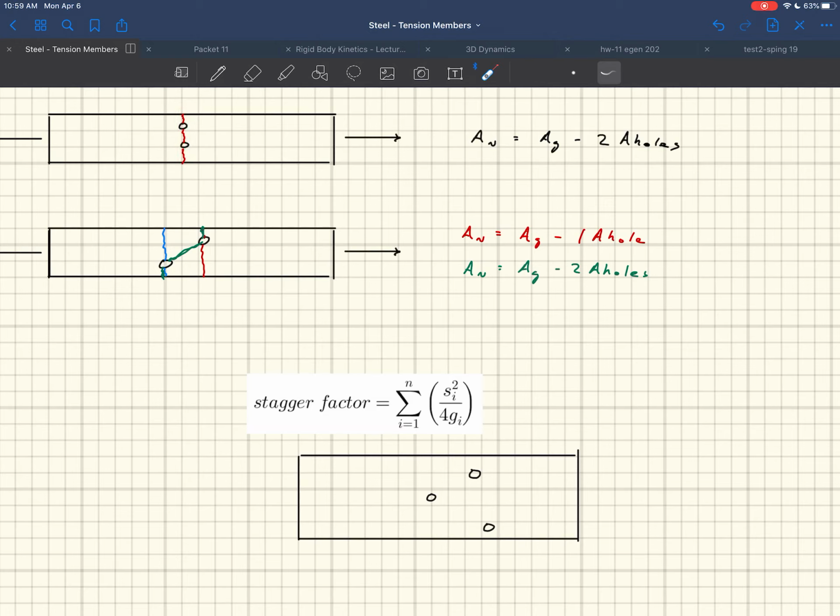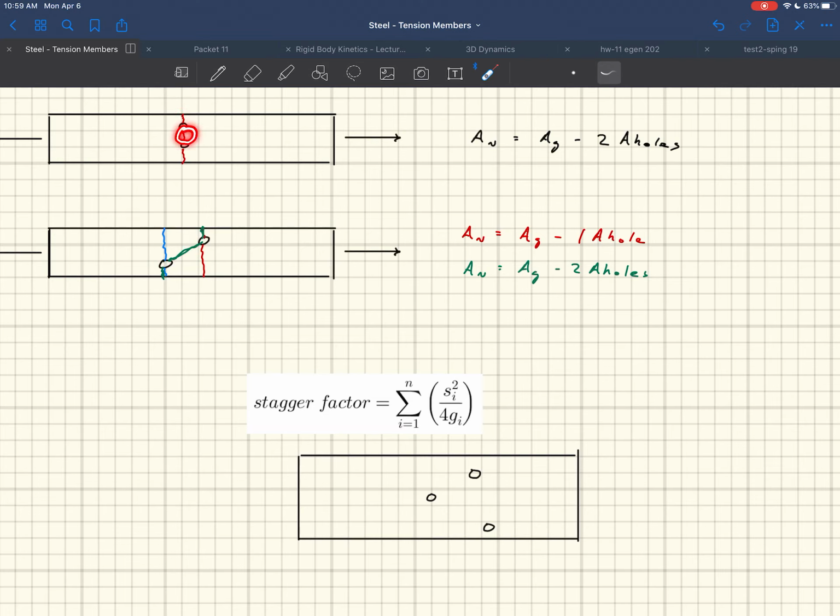If they were lined up, it would just be Ag minus 2A holes, but they're not lined up, right? There's more steel to rip through because those holes are staggered. It has to go down like this, and then it has to go all the way over here, and then it's going to go down here. Versus here, it just rips straight through these 3.